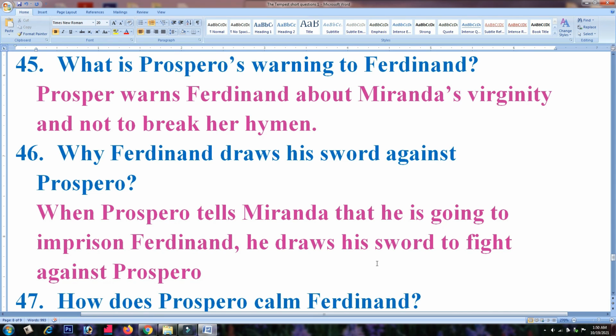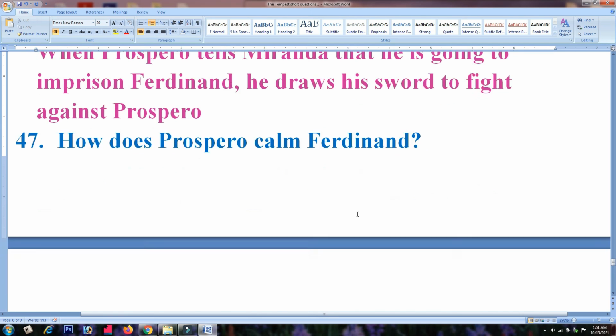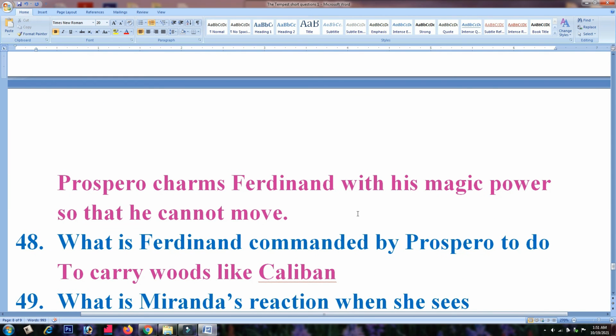Why does Ferdinand draw his sword against Prospero? When Prospero tells Miranda that he is going to imprison Ferdinand, he draws his sword to fight against Prospero. How does Prospero calm Ferdinand? Prospero charms Ferdinand with his magic power so that he cannot move.